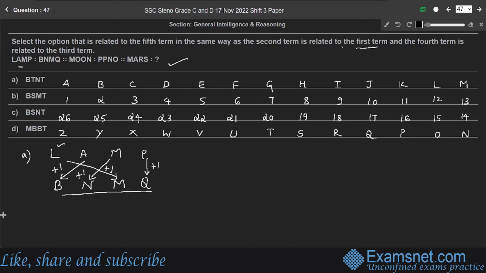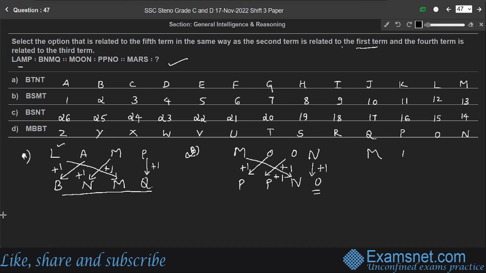So this is the first term, second term. The code for MOON is PPNO. The first letter is coded as N, where M plus 1 is N, and the second letter is coded as O plus 1, which is P. The third letter is coded as P, which is the second letter in the code, and the last letter N plus 1 is O, which is the last letter of the code.